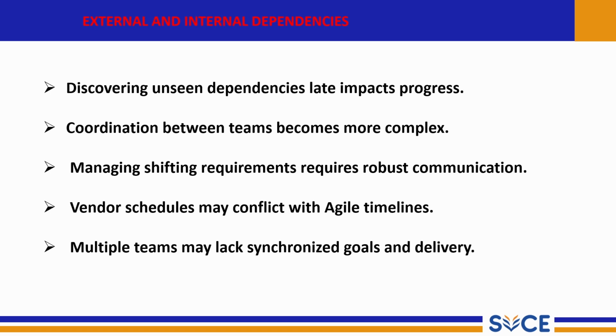In the next slide, we'll see external and internal dependencies. Unseen dependencies impact progress. Discovering unseen dependencies late impacts progress. Late discovery of links between teams causes delays. Coordination between teams becomes more complex. Agile struggles when many teams must be synchronized, and at that time the collaboration becomes very complex.